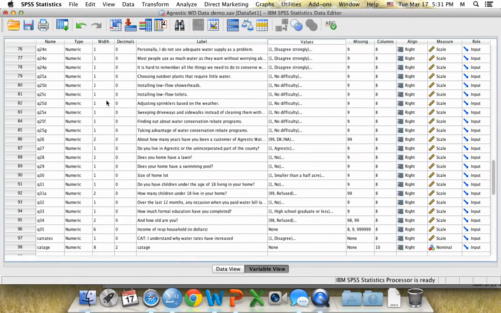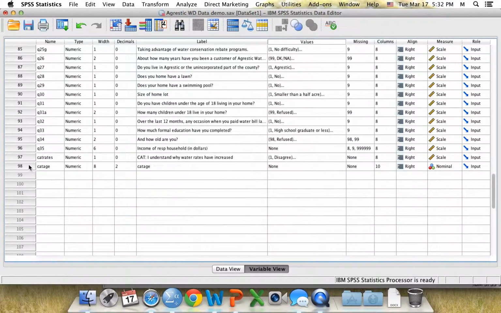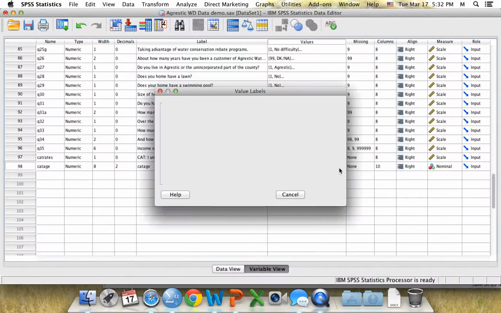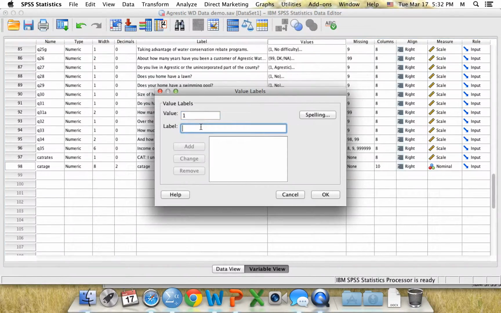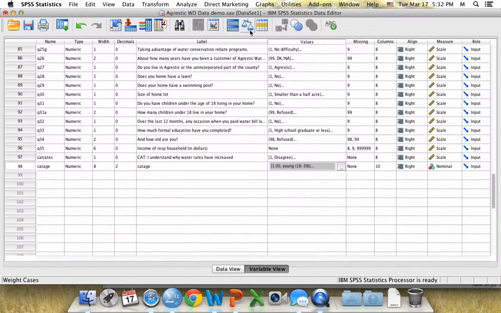So next we go to the data file. We see a new variable, cat age. So I want to label the values: 1 as young, from 18 to 39, 2 as old, 40 to 86. In order to make sure I didn't misplace the former missing values, I want to check.